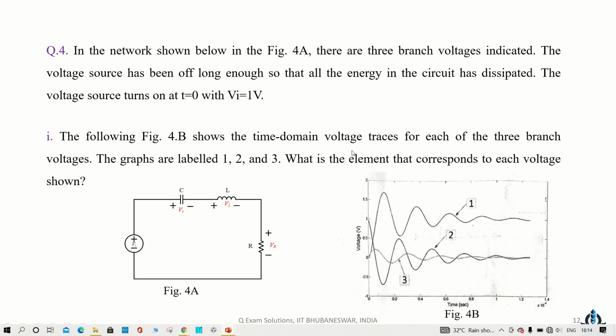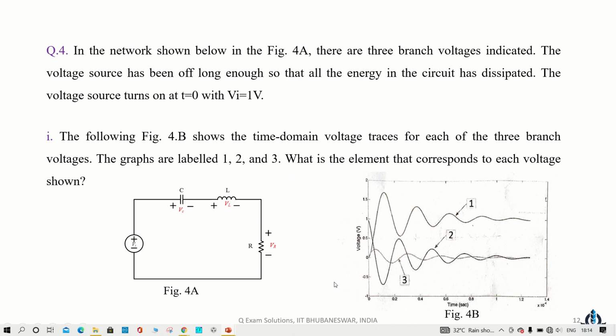So the time domain voltage traces for each of the three branch voltages. The graphs are labeled 1, 2 and 3. What is the element corresponding to each voltage shown?